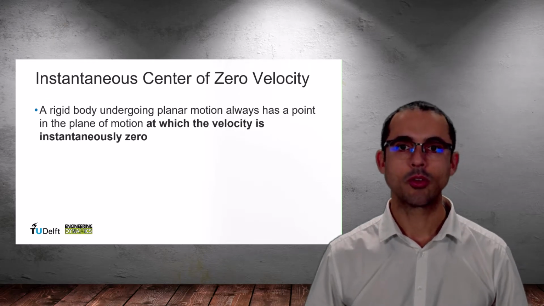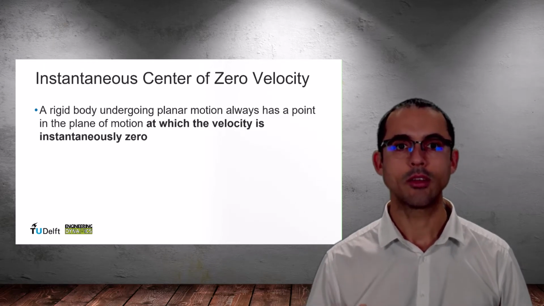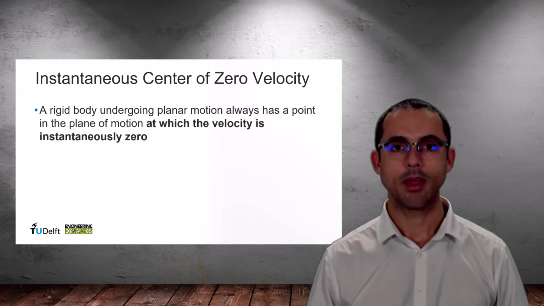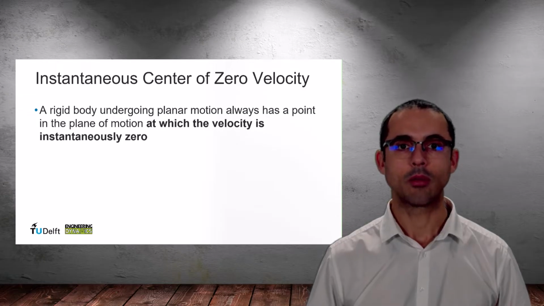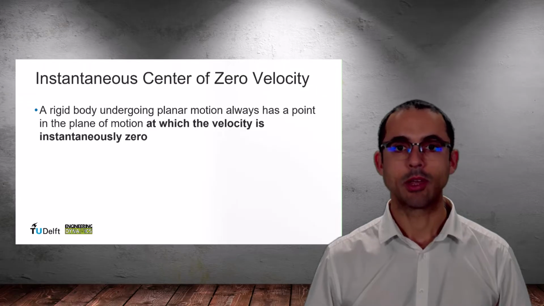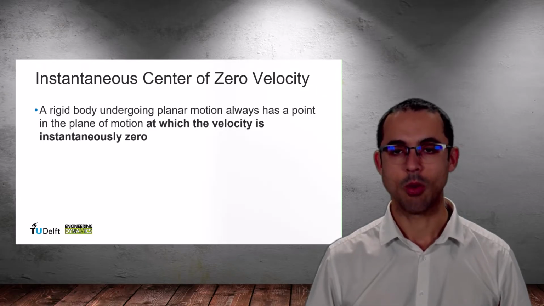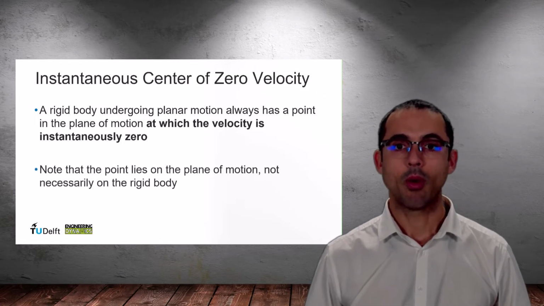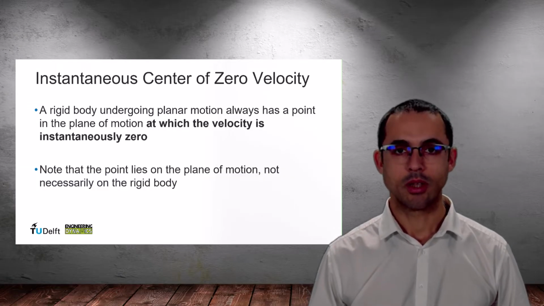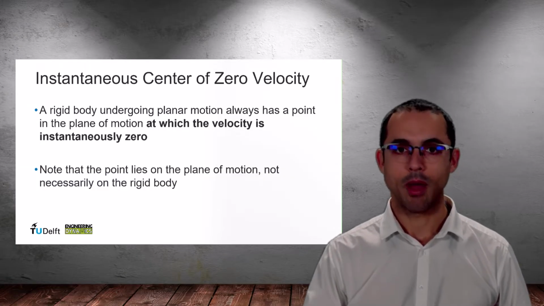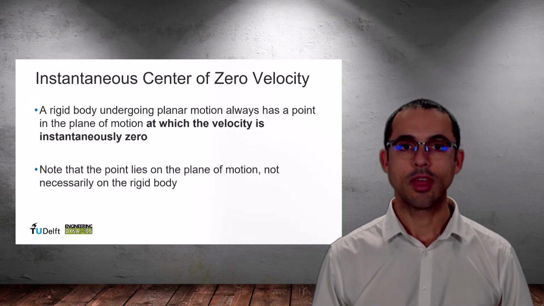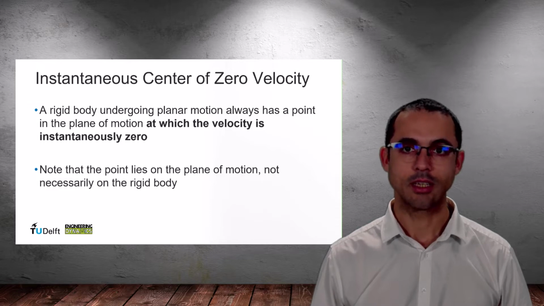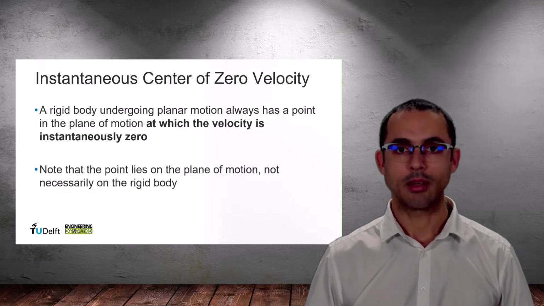Today, we'll make use of another method called the instantaneous center of zero velocity. This method takes the advantage of the fact that for rigid body undergoing planar motion, there is always a point in the plane of motion at which the velocity is instantaneously zero. Note that the point lies on the plane of motion, not necessarily on the rigid body. In fact, in the majority of cases, the instantaneous center of zero velocity, or just IC, lies outside the rigid body.